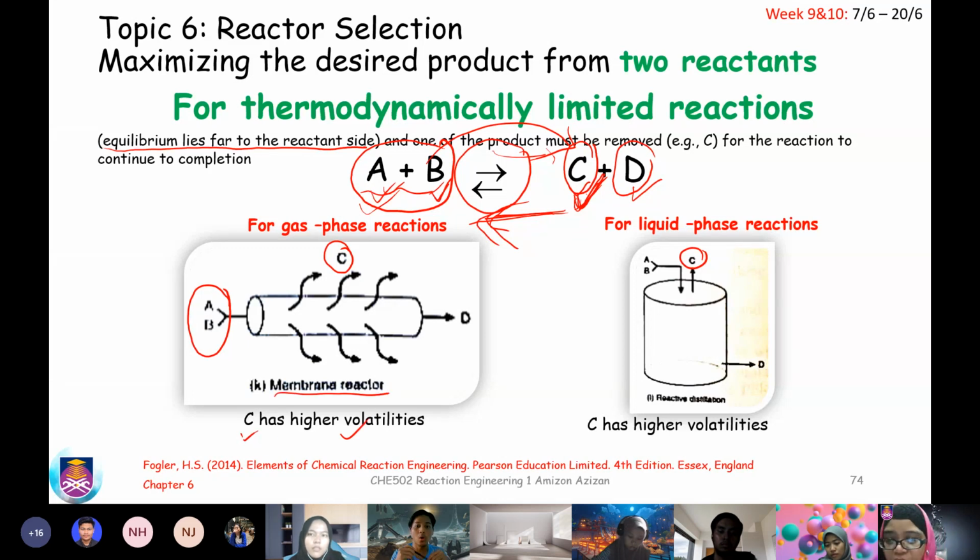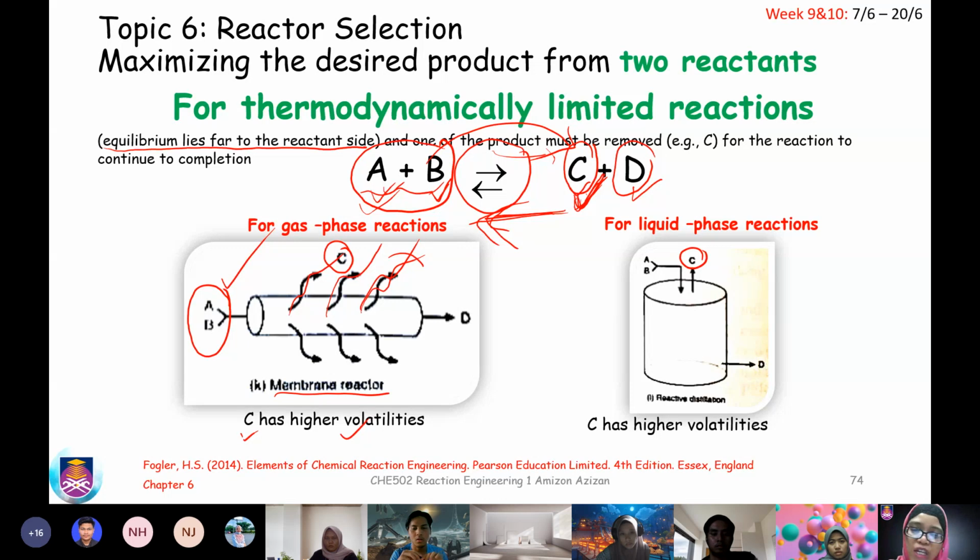In this case, for a membrane reactor, A and B produce C and D. C is in gas form because of the high volatility, so we can simply take the C out. When you take C out, it allows A and B to react more and produce more C. Because when C is reduced, it will go to the right, producing more C. So the trick is to take out C, then more A and B will react with each other.